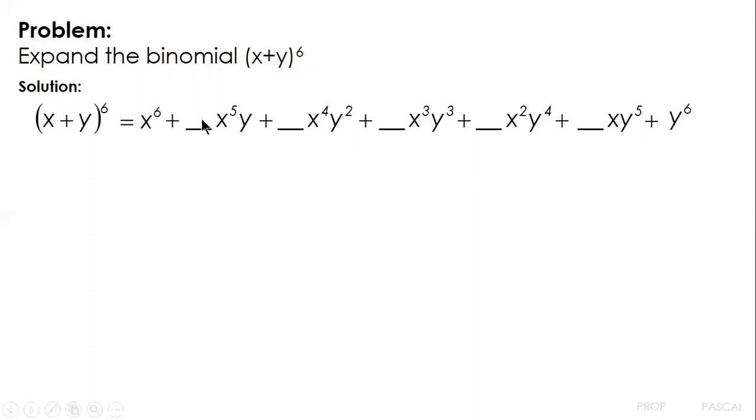So, first, how do we determine the coefficient of the second term? It's very simple. The coefficient of the second term is just equal to n. And since n equals 6, then the coefficient of the second term is 6. For the succeeding terms, we are going to use a shortcut. So, we will no longer use Pascal's triangle. Here's our shortcut.